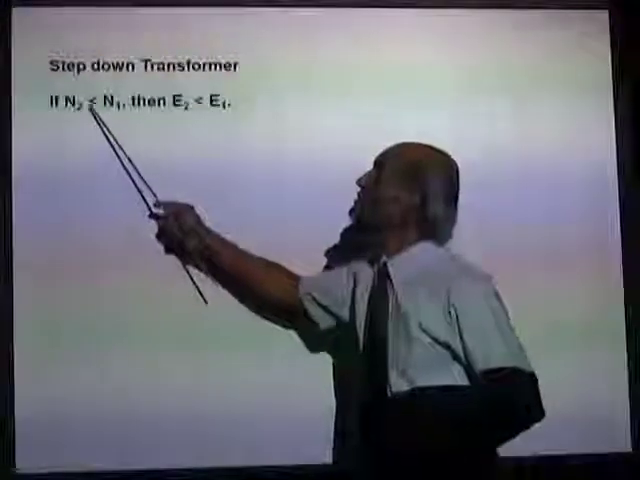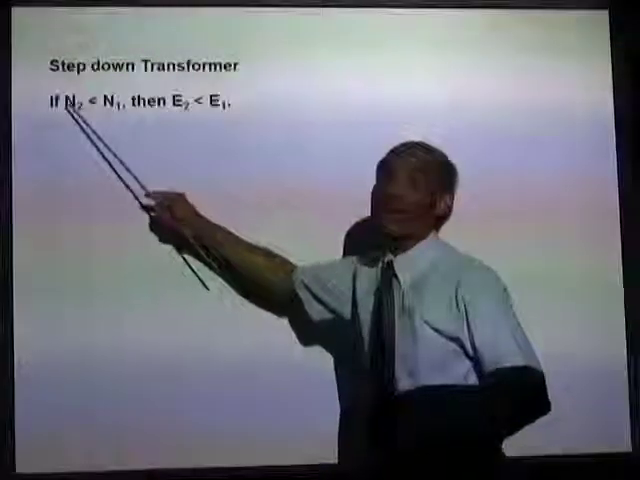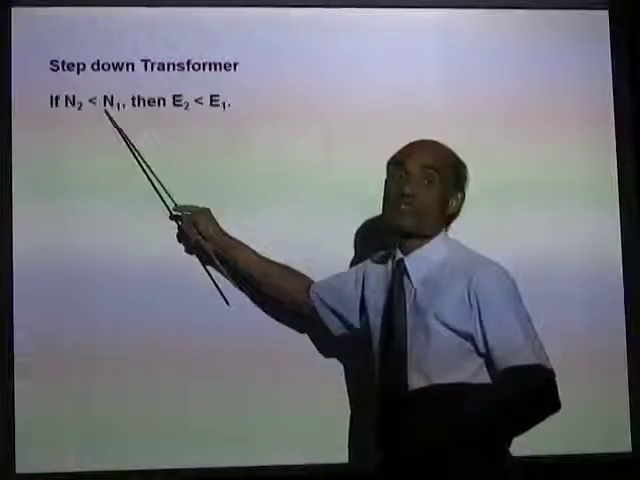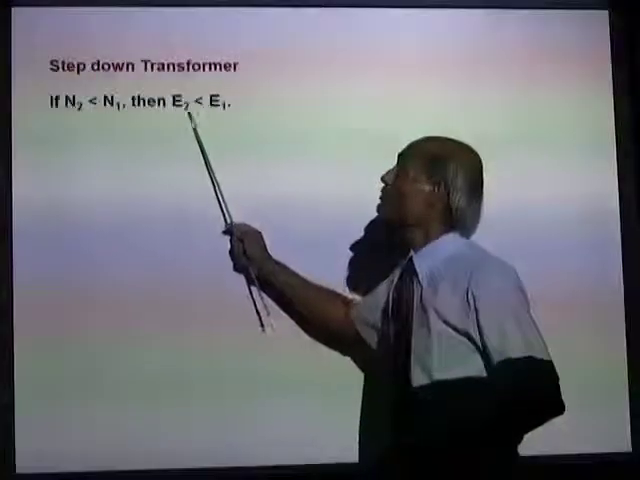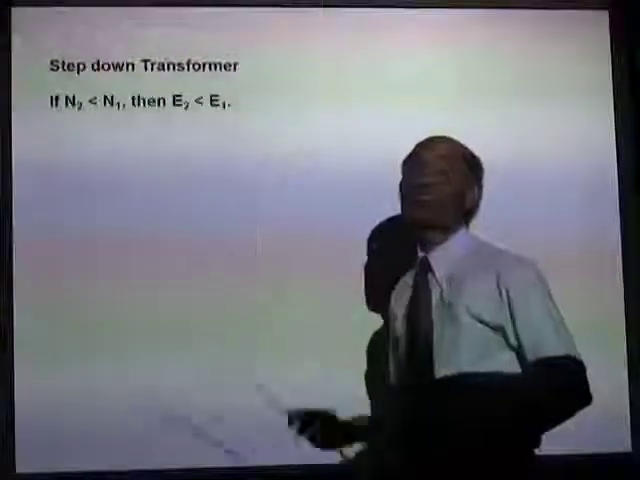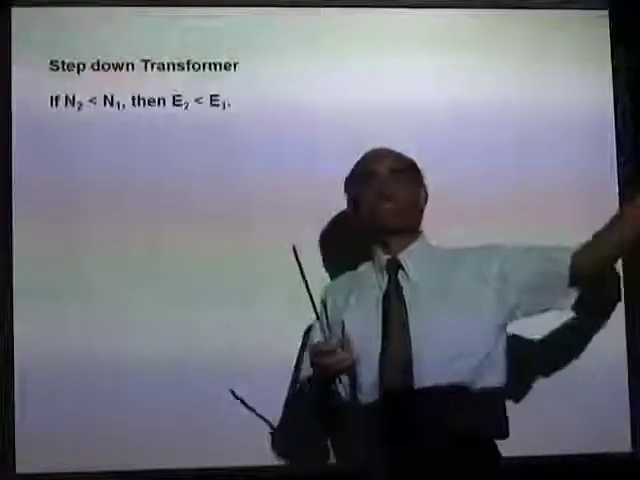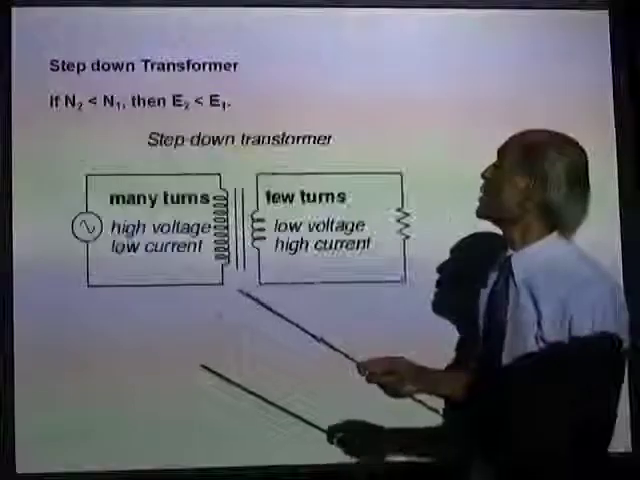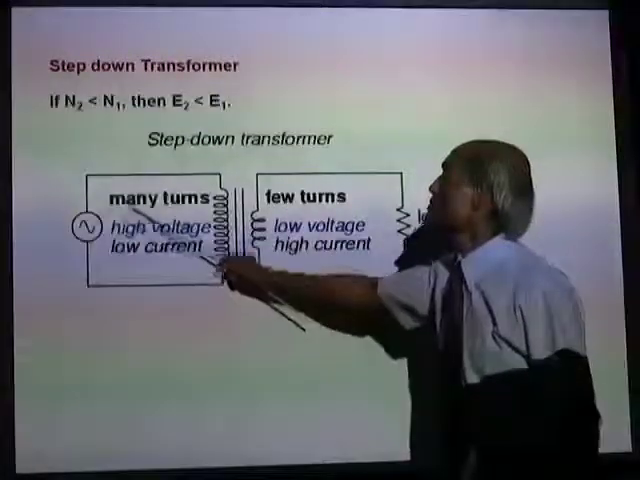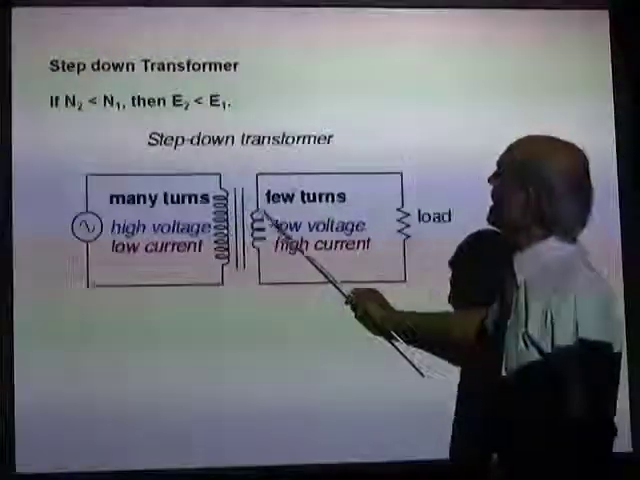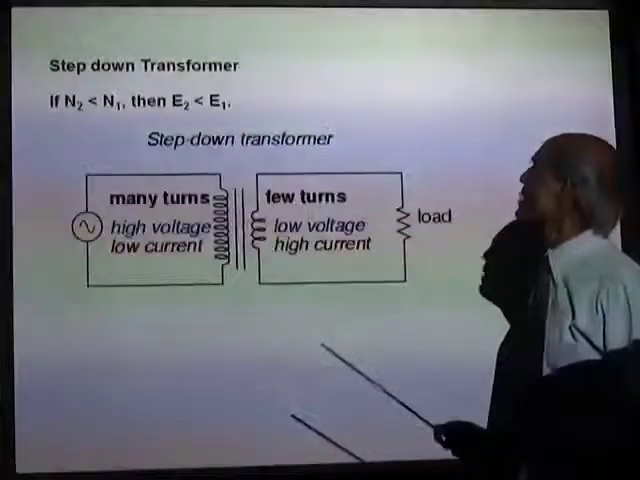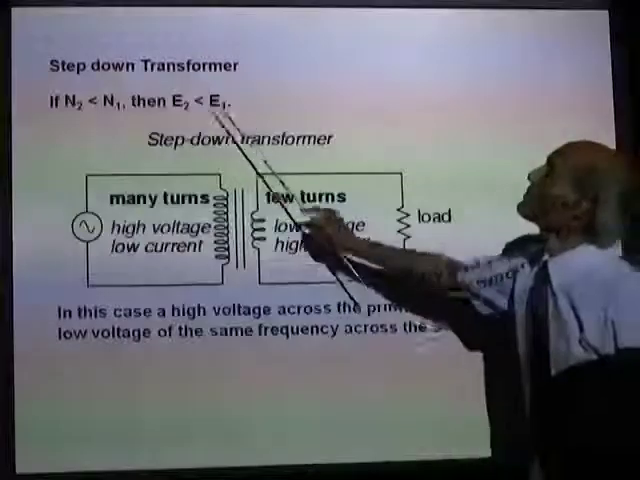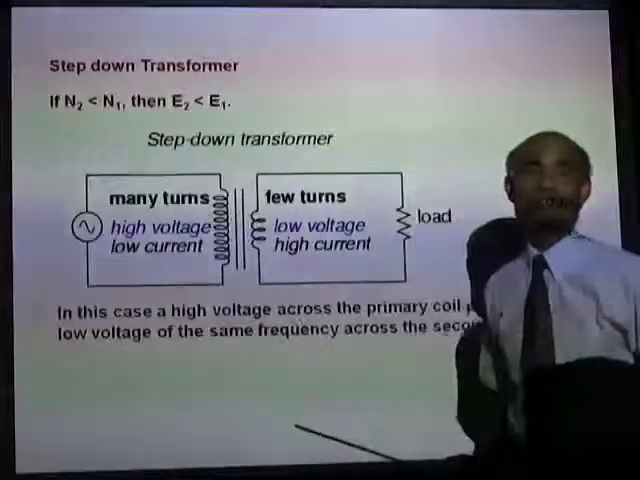Now, if N2 is less than N1, the number of turns in the secondary is less than the number of turns in the primary, then the output voltage will be less than the input voltage. That means from a high voltage AC, you can obtain a low voltage AC. So this is a high voltage AC and the output is a low voltage AC. This kind of a transformer is called a step-down transformer.